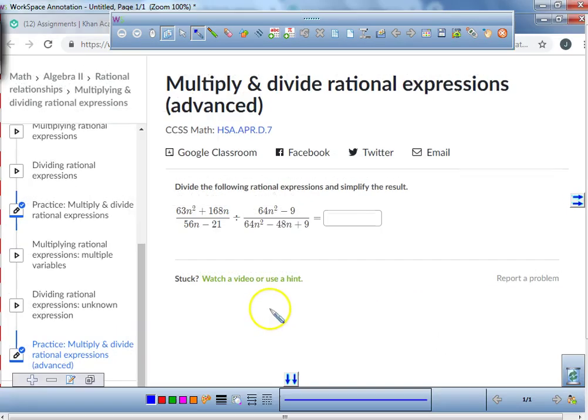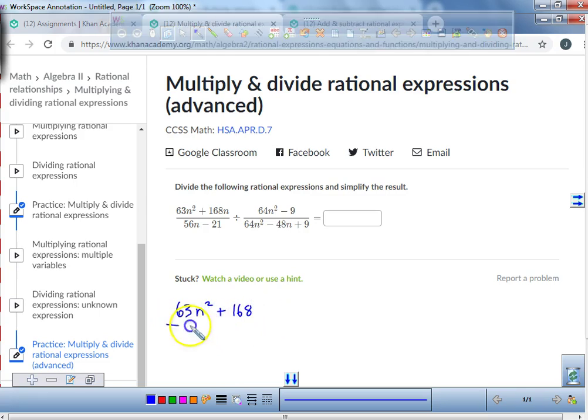The very first thing we're going to do is rewrite this right down here. 63n squared plus 168 over 56n minus 21. When you're dividing fractions, you have to multiply by its reciprocal. So we're going to take all of this and put it up in the numerator. All of this denominator, we're going to put up right there in the numerator.